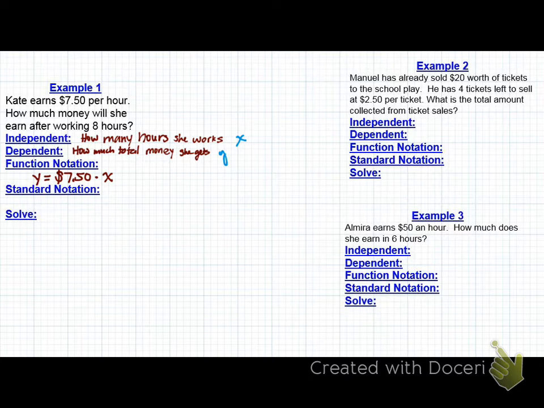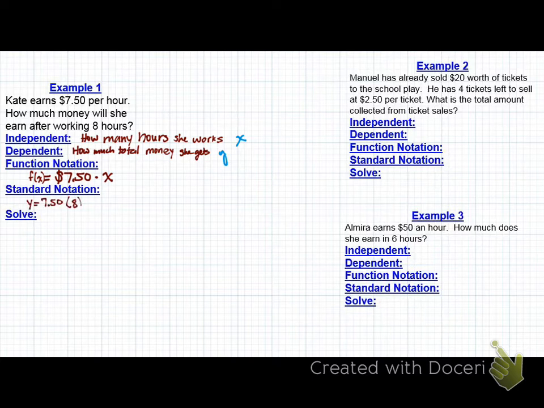We made an equation. The total money she gets will be equal to how much she gets paid per hour times how many hours she works. Instead of using y, let's use function notation, f of x. Standard notation would then be y is equal to 750 times x.